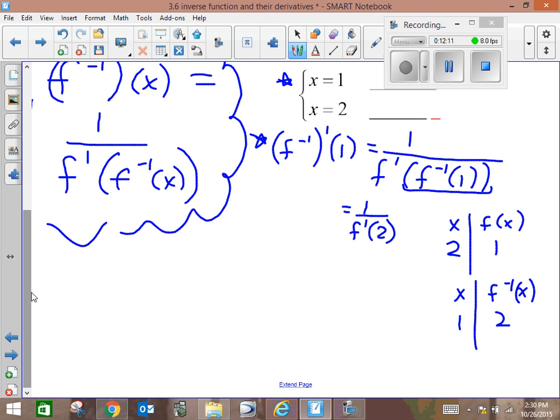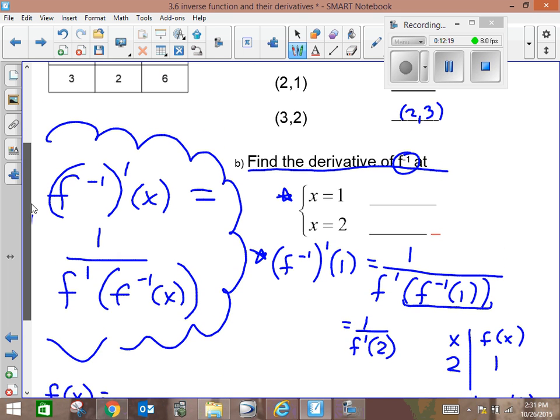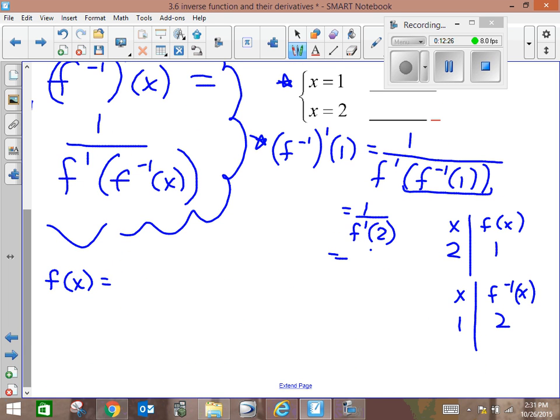Now, we don't know the function, but do we know f prime at 2? Look, right there is f prime at 2. So this is 1 over 5. Done. We don't have a function to plug it into, so it's supposed to be easier.